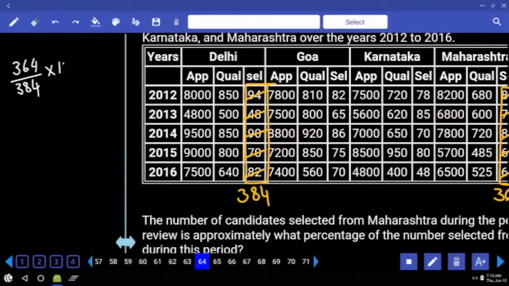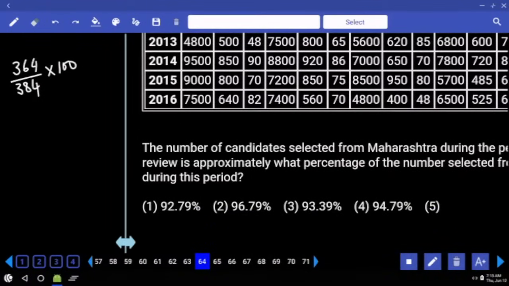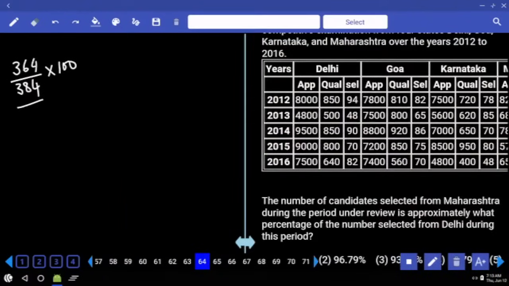Percentage into 100. This is what we have to identify, correct? First go to options. Fine. All are above 90. Now let me identify what is the difference between numerator and denominator. 20. What is 10%? 38.4. 5%, 19.2, which is equal to 5%, correct? But how much do we have to subtract? How much we have to subtract from the denominator to make our numerator?